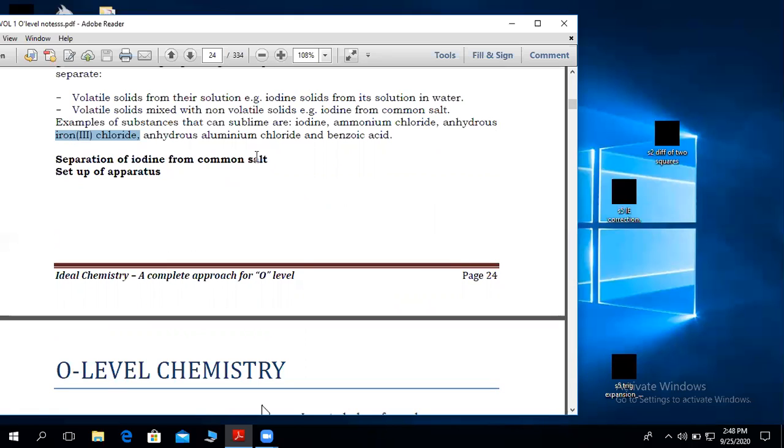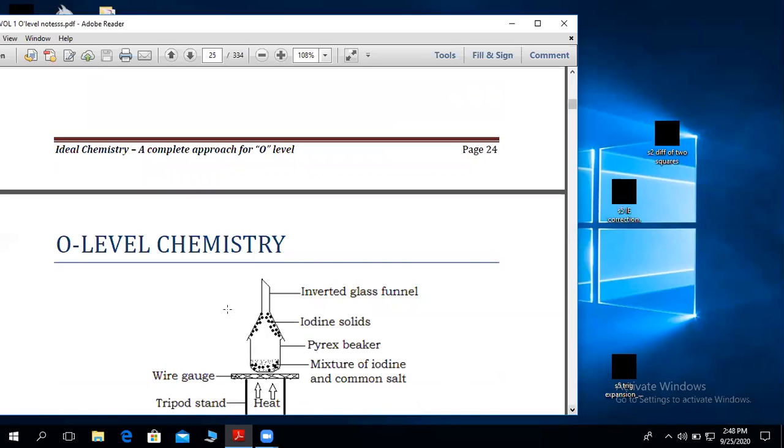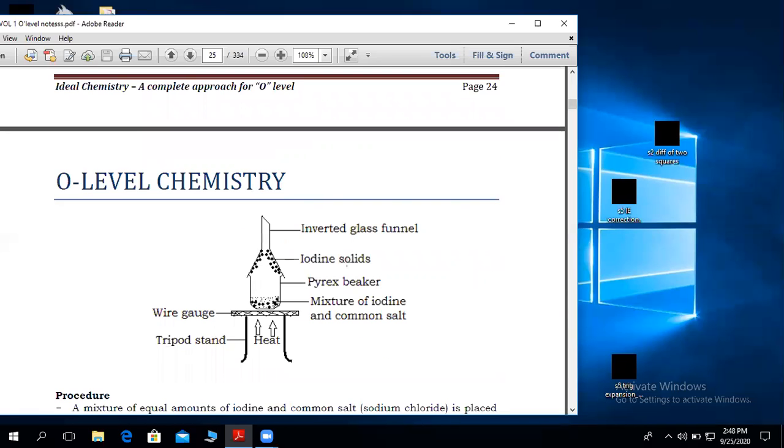Separation of iodine and common salt. Common salt, we mean this salt which is sodium chloride. And we have a diagram here, as you can see. This is a mixture of iodine and common salt. So I invert a funnel on top of the iodine. And when I heat this mixture of iodine and common salt, iodine will evaporate off. And when it reaches the top of the funnel, it is collected.